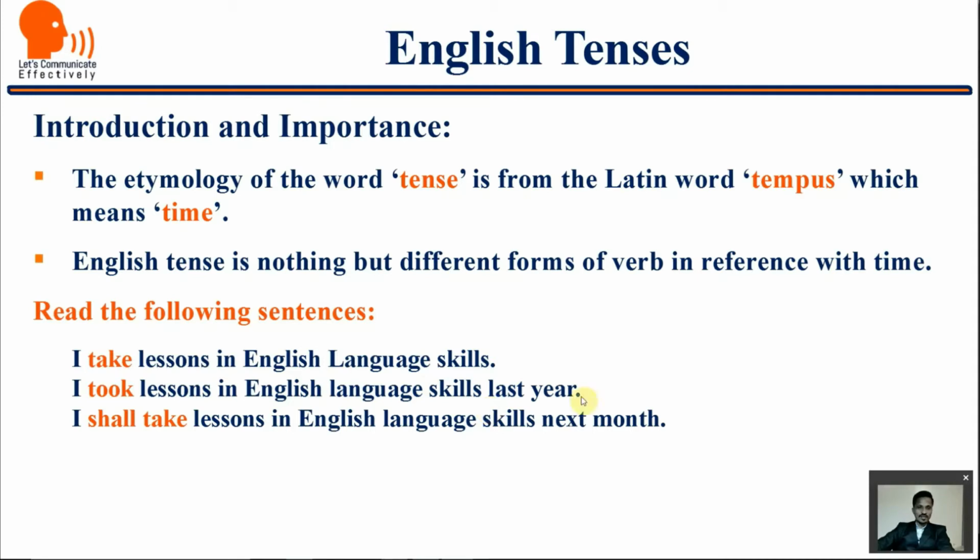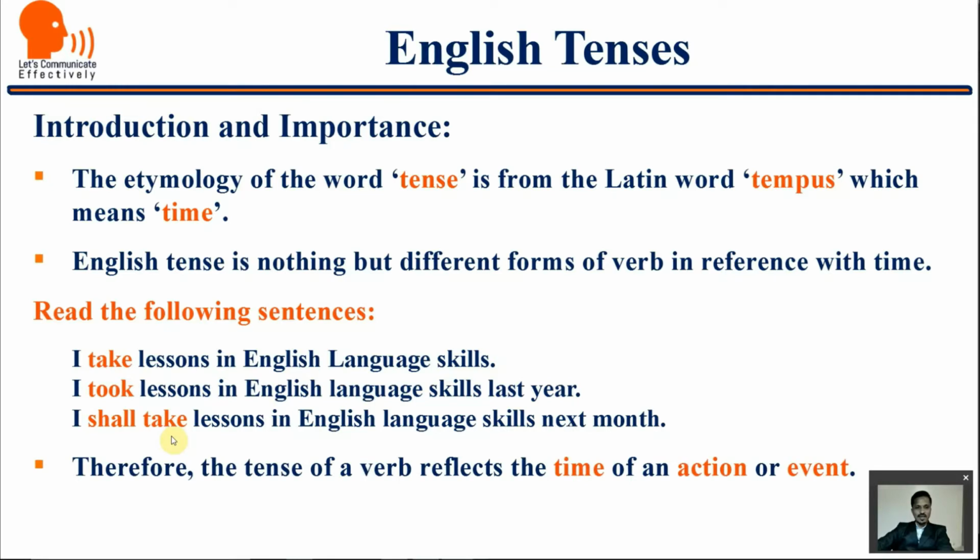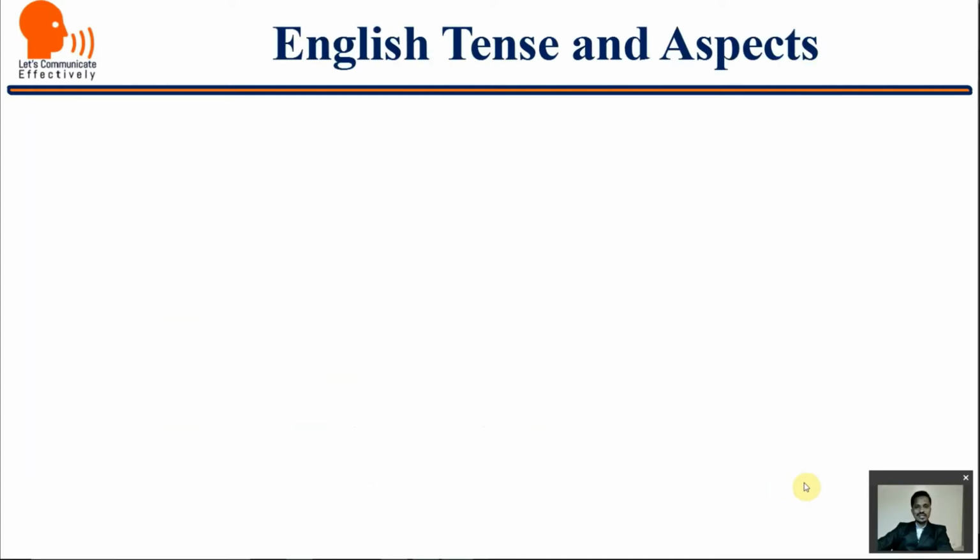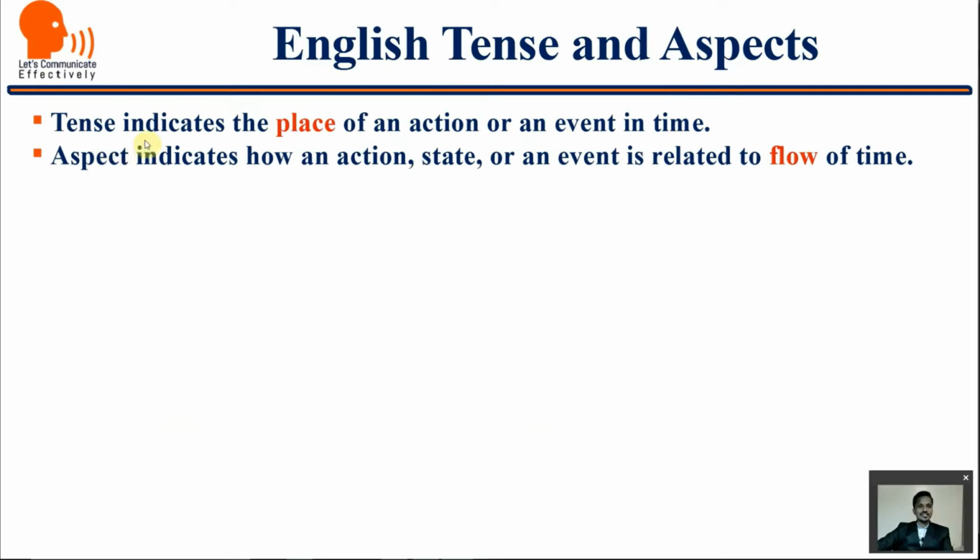What do you observe here? You can see the verb take is in present time. It is took in past time, and the third sentence talks about future time, shall take. Therefore, the tense of a verb reflects the time of an action or event. Now let us see what English tense and aspects means. Tense indicates the place of an action or an event in time, whereas aspect indicates how an action, state, or an event is related to flow of time.